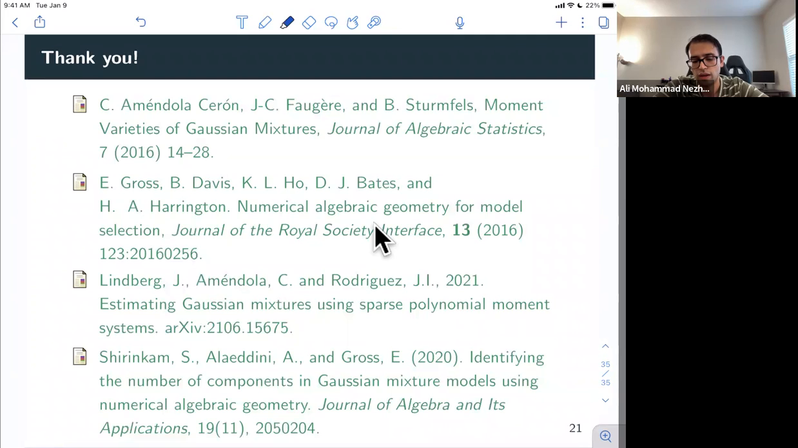Right. And maybe my other question is, because you talk about the number of components, that also reminds me of the techniques in topological data analysis. Do you think there is any connection between what you did here and that?